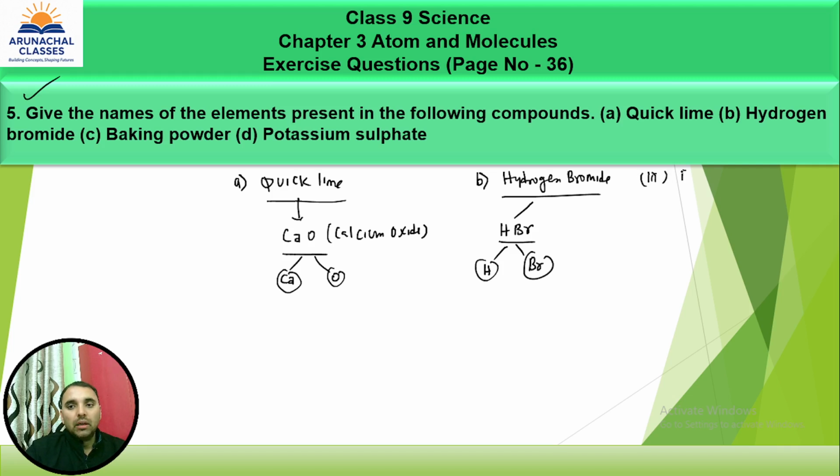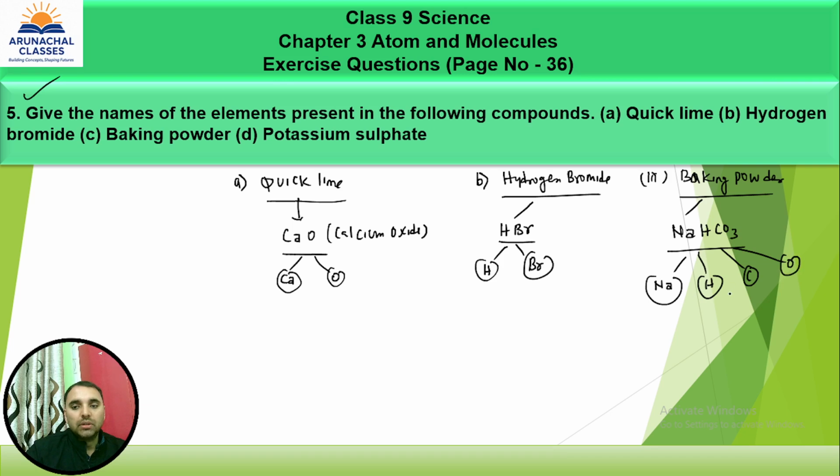The third one I have here is baking powder. Baking powder is the common name for sodium hydrogen carbonate. Here it has these elements: sodium, hydrogen, carbon and oxygen. So these elements are present in baking powder.